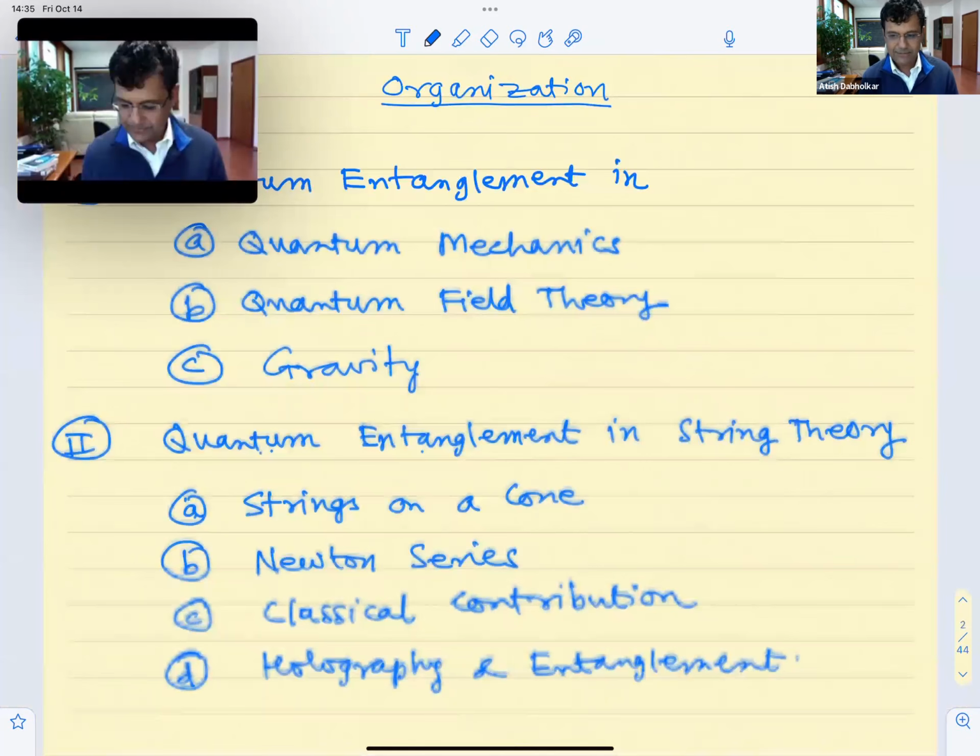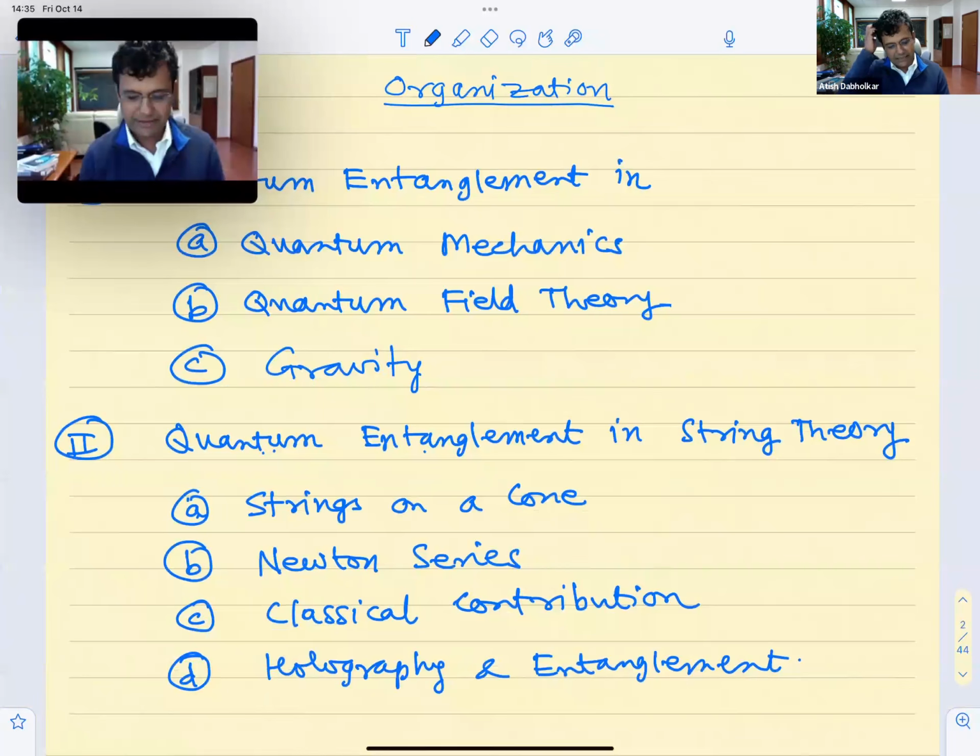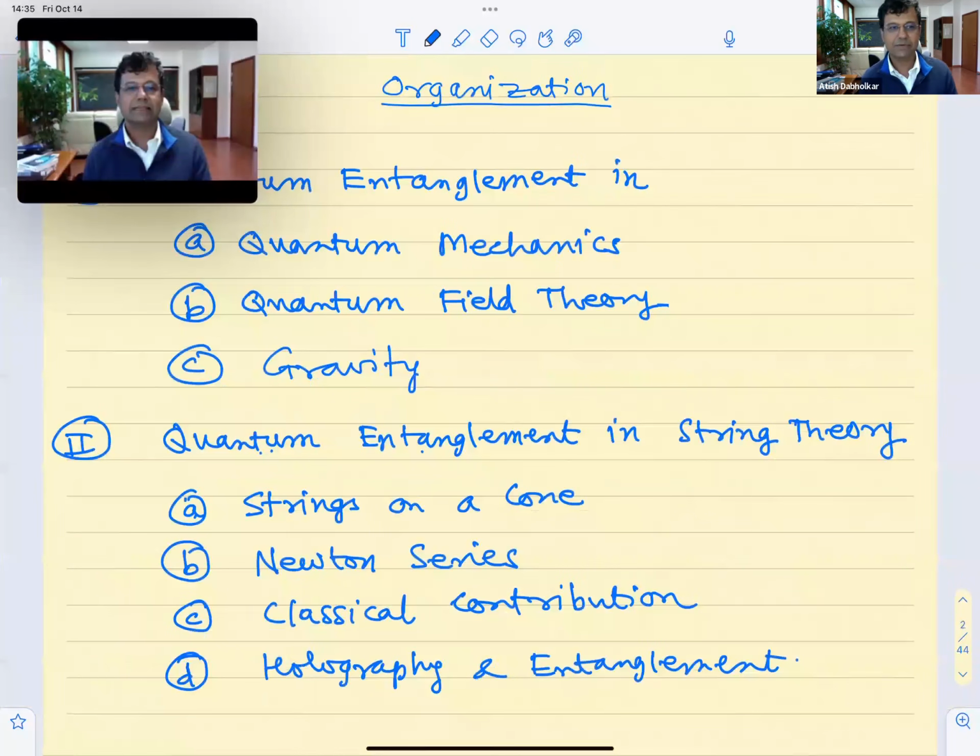I will start my organization as follows. I will explain quantum entanglement in quantum mechanics, in quantum field theory, in gravity, just to set up the motivation and some of the terminology. And then I will explain why it's an interesting question to try to define it in string theory. And with that perspective, I will describe string theory on a cone, a Newton series, which is a method of analytical continuation, and how to compute the classical contribution to the entropy using this method. And then some comments about holography and entanglement.